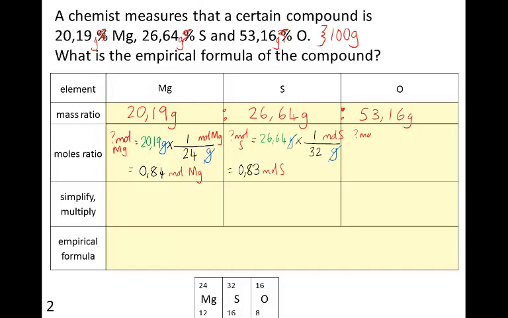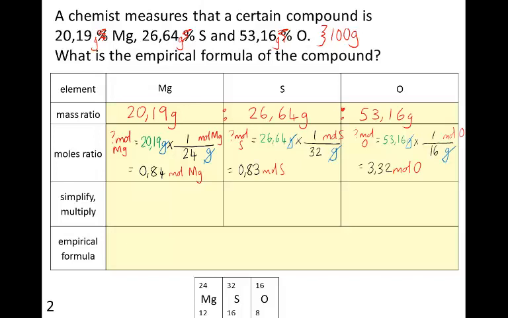How many moles of oxygen atoms do we have when we have 53,16 grams of oxygen? That is grams of oxygen atoms, not grams of oxygen molecules. It's not O2. It's O within a compound, so it's not the gas. Again, we use the molar mass as our conversion factor, making sure grams are at the bottom to cancel grams out, and mole at the top. 1 mole of O atoms has a mass of 16 grams. 53.16 divided by 16 is equal to 3,32 moles of O atoms.